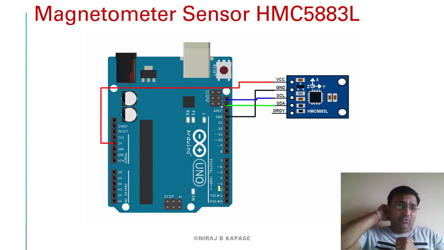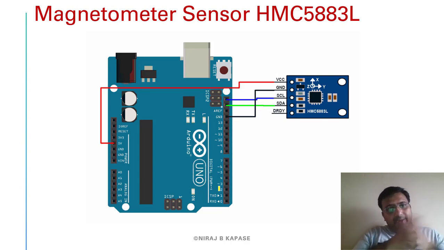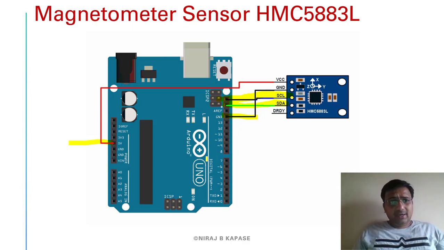This is the communication diagram for magnetometer with Arduino. Here it is the Arduino Uno board, and these two particular pins are the I2C reference pins. One pin is SCL, so it's connected to the SCL pin. Another pin is SDA, that is connected to the SDA pin. VCC is connected to the plus 5 volt, and the ground line is connected to the ground line. So this is a very simple connection diagram. Only 4 lines are required: VCC, ground, SDA, and SCL.